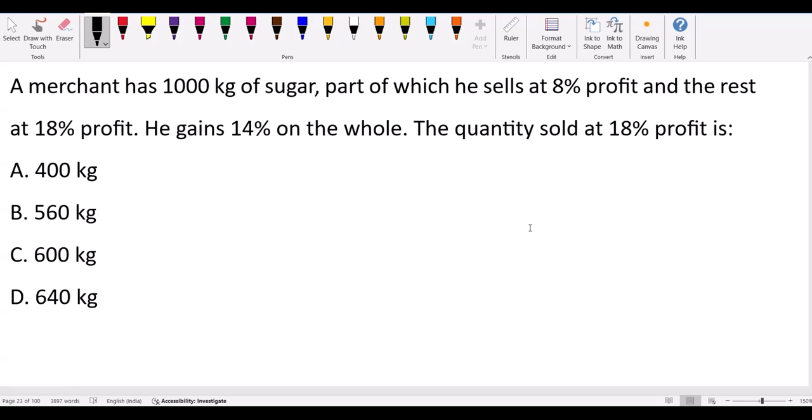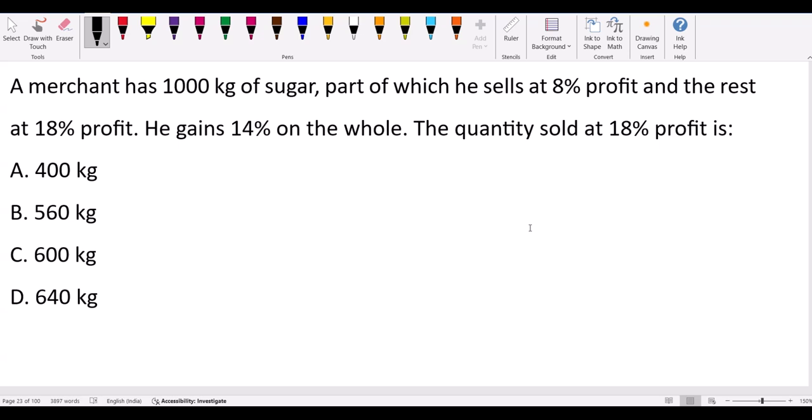A merchant has 1000 kgs of sugar, and part of that is sold at 8% profit and the rest at 18% profit. He gained 14% overall. How much quantity is sold for 18% profit is the question. It's a mixture and alligation problem.